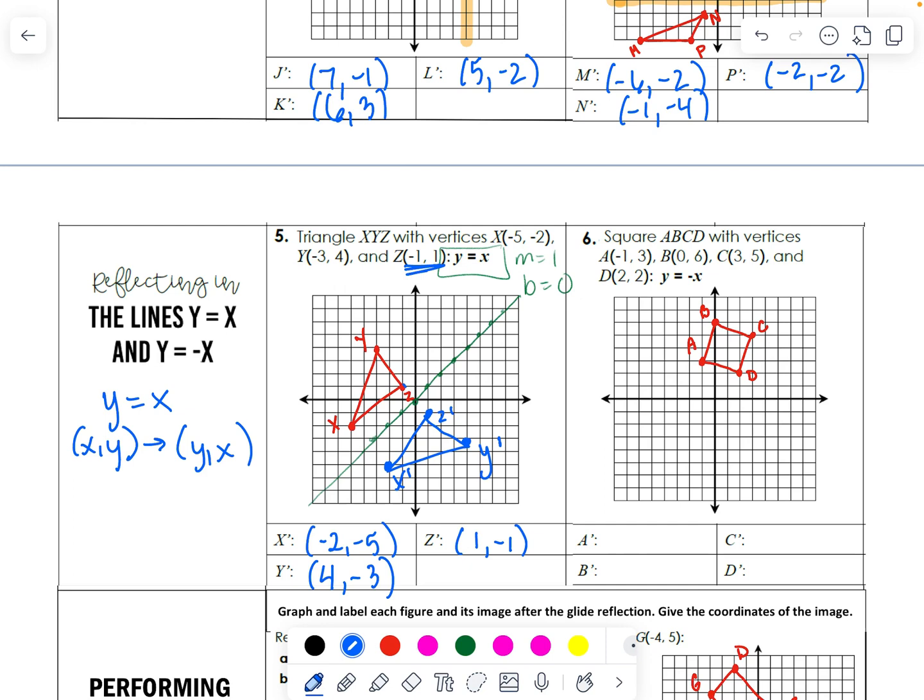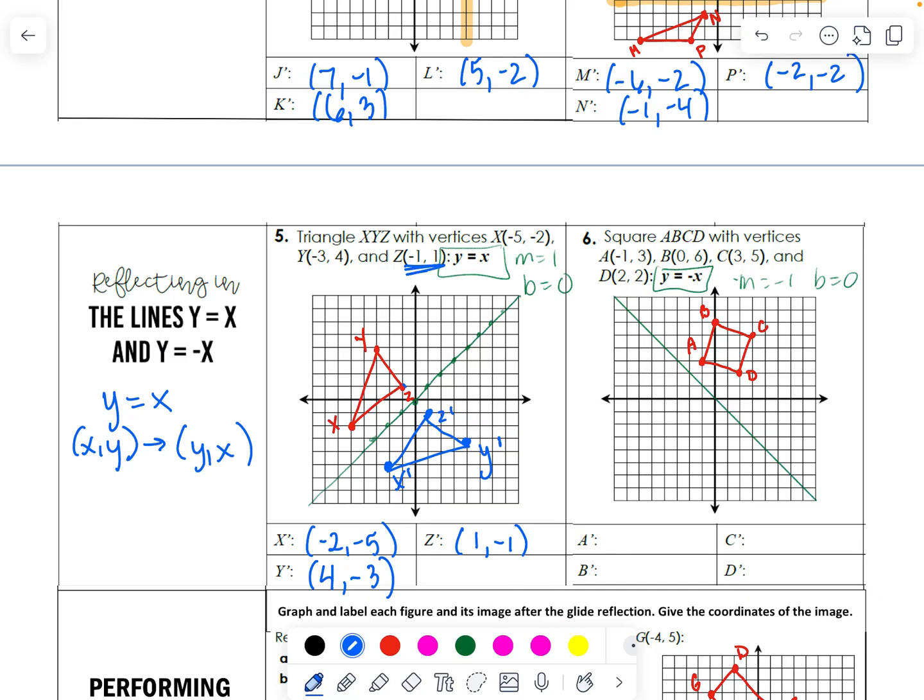All right. And very similarly on the next one, we have y equals -x. Same thing, but now I'm going down that negative path. So now I have a slope of -1 and a y-intercept of 0. So let's come back to, again, the rule.